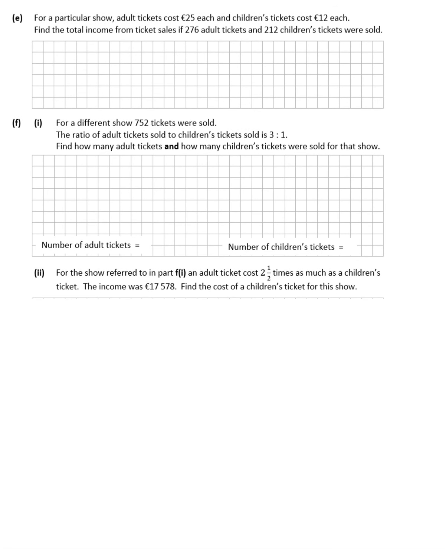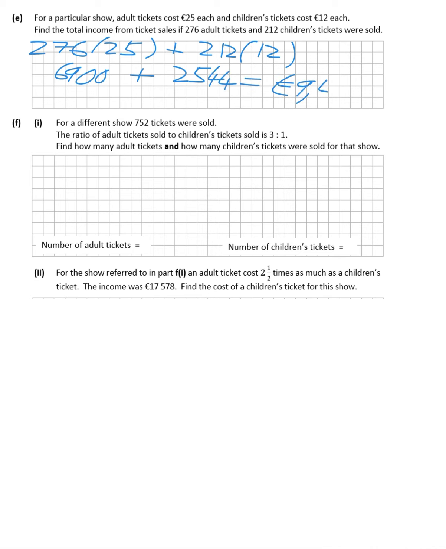Okay, part E then. For a particular show, adult tickets cost €25 each and children's tickets cost €12 each. Find the total income from ticket sales of 276 adult tickets and 212 children's tickets. So a lot easier here. So I have 276 adult tickets times 25 plus then 212 children's tickets times 12. So then just multiplying those, you'll have 6,900 plus then 2,544, and that'll get us 9,444.